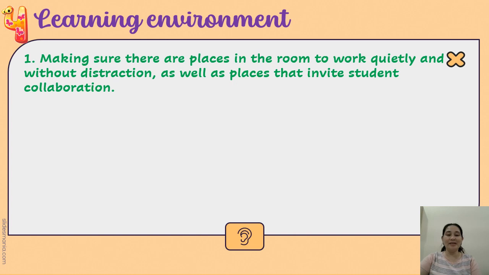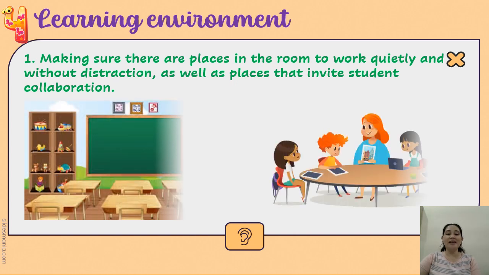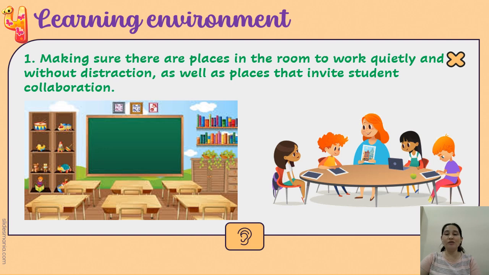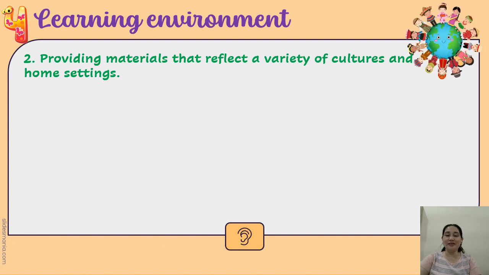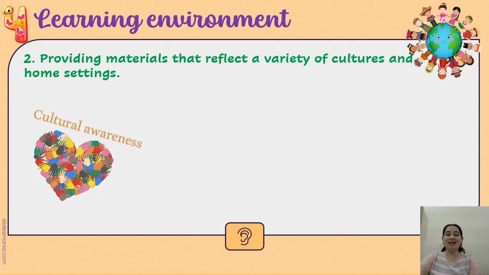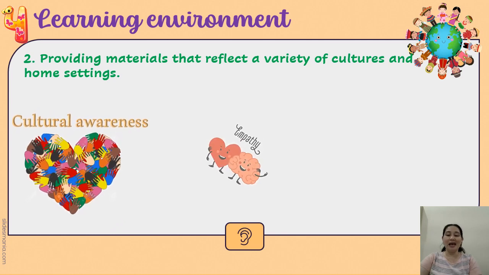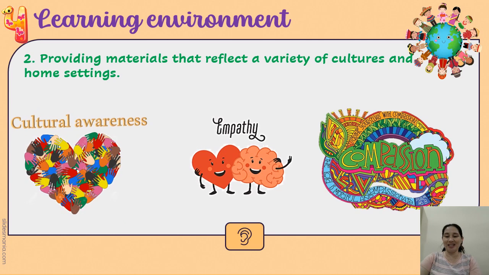For the last element, which is learning environment, making sure there are places in the room to work quietly and without distraction, as well as places that invite students' collaboration. Number 2, providing materials that reflect a variety of cultures and home settings. These are the reasons why it's important. First one, it will promote cultural awareness, empathy, and compassion.